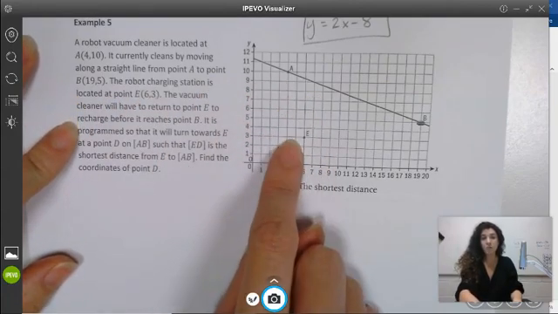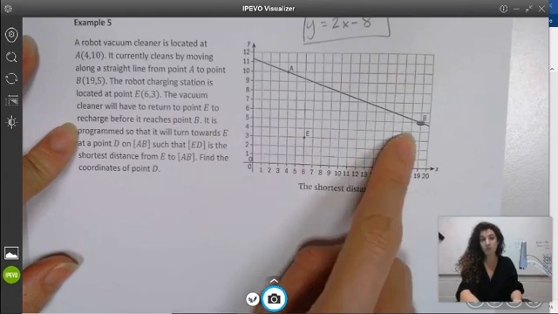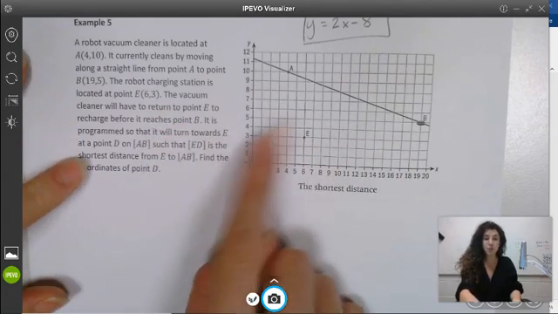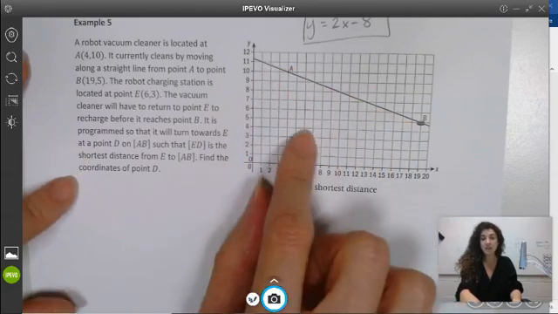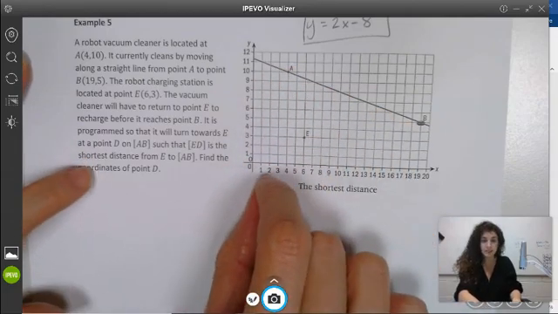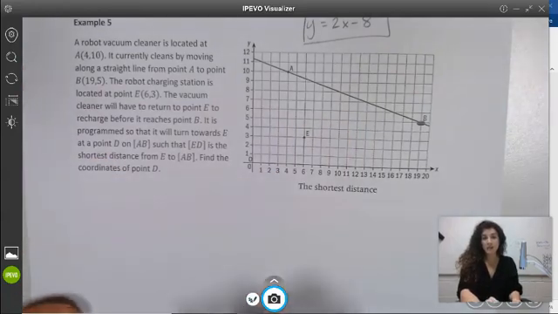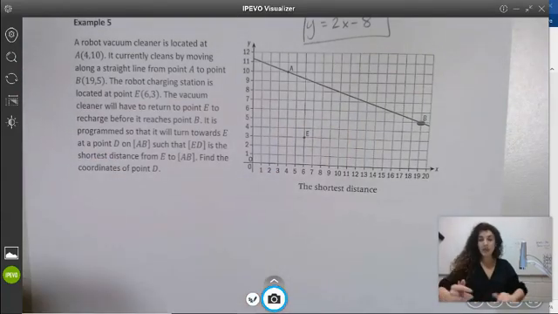The vacuum cleaner will have to return to point E to recharge before it reaches point B. It is programmed so that it will turn towards E at point D on AB, such that ED is the shortest distance from E to AB. Find the coordinates of point D.